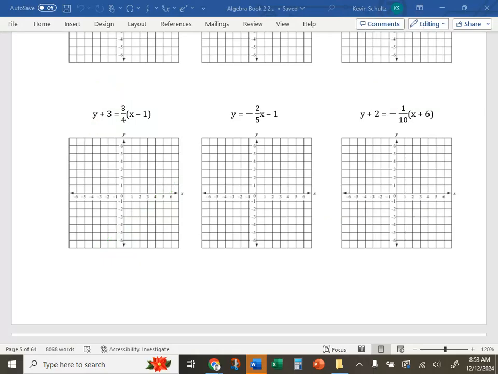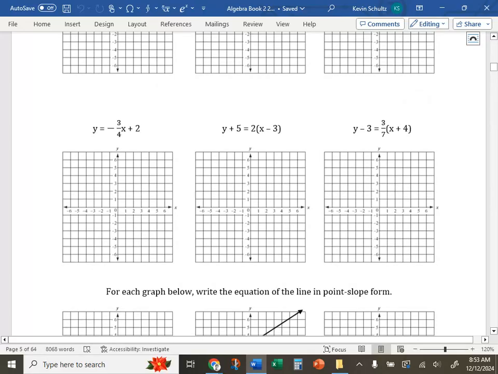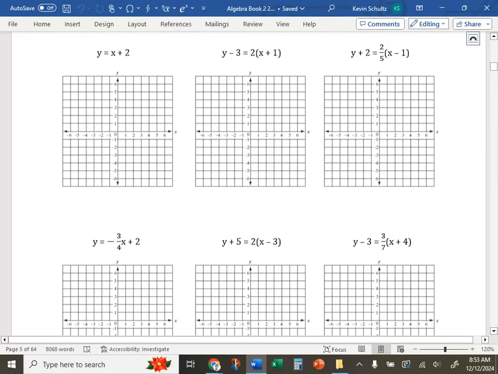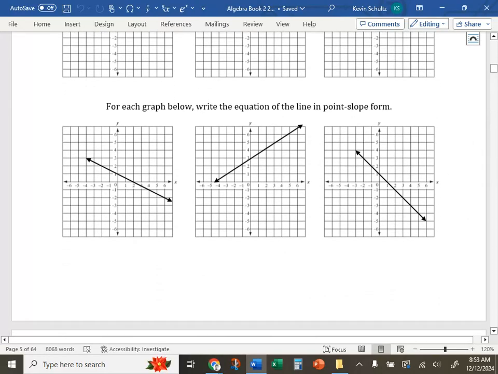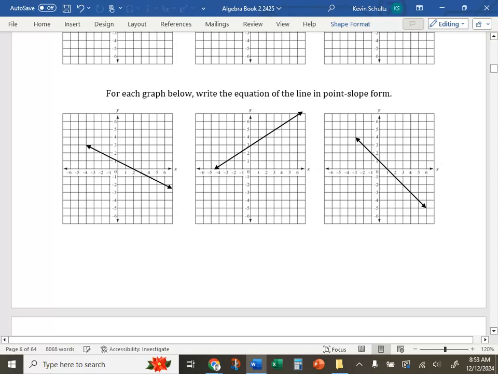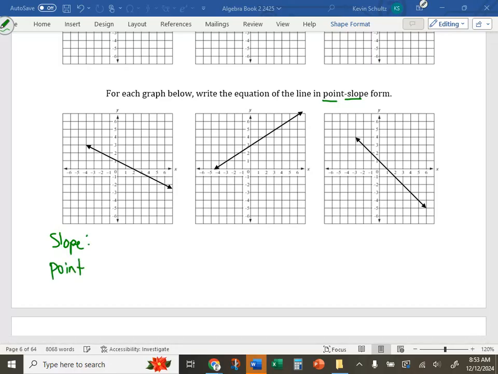This is a 2-pager, I do believe. Yep. Woohoo! Okay. It's easy. The bottom, it says for each graph below, write the equation of the line in point slope form. If we're going to write the equation of the line in point slope form, that means we need the slope and we need a point. Now there are no ordered pairs given to you here.